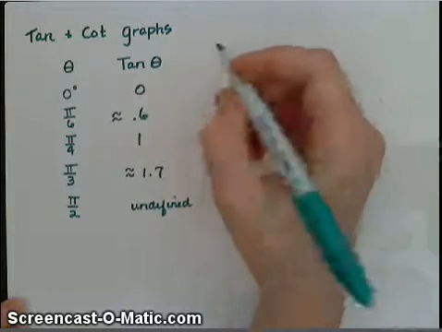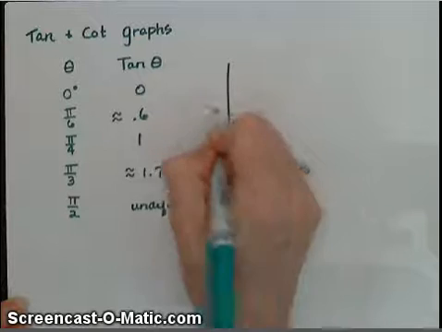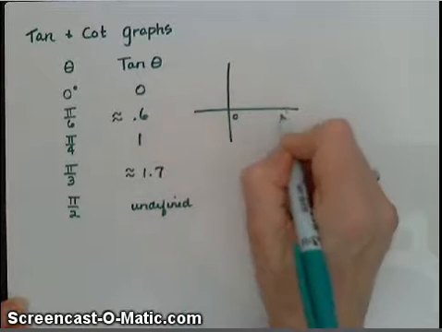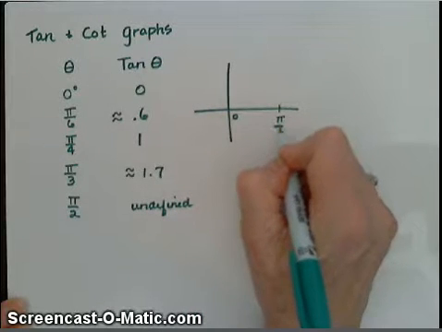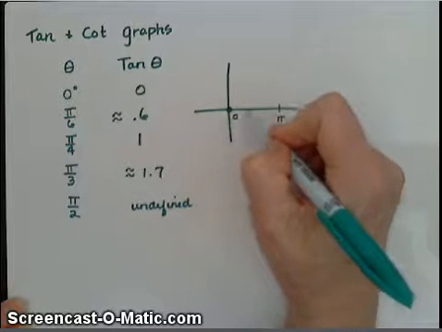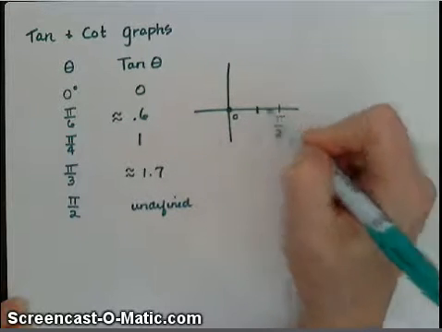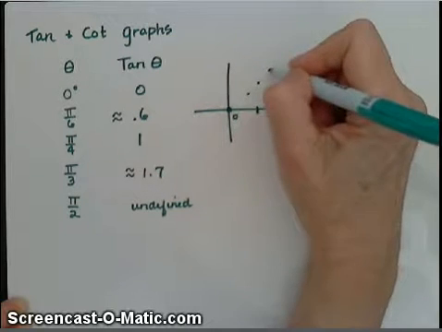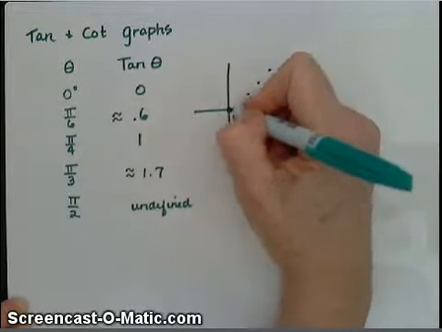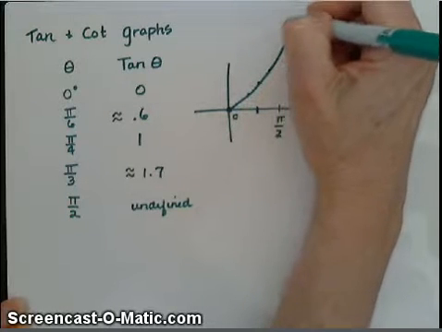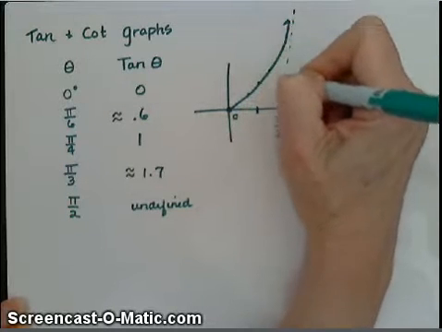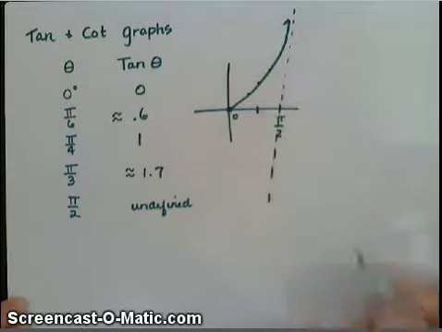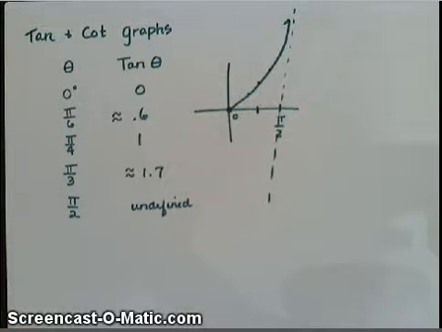And the idea is, let's just look at it right here. Between 0 and pi over 2, it goes from 0, that's 45 right there, so to 0.6 to 1 to 1.7, and then somehow it zooms to infinity, and that's why there's an undefined. Undefined means an asymptote. So that's what tangent looks like in the first quadrant.